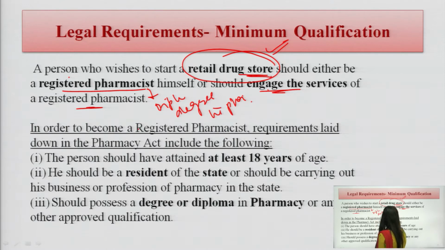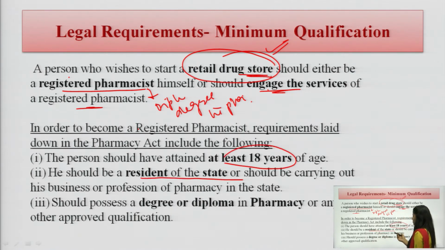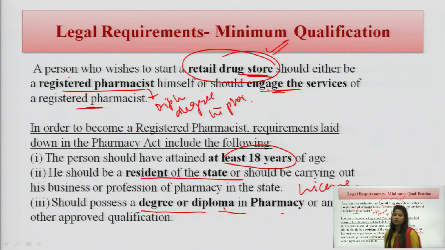If they have experience, of course, they can work in the retail pharmacy. Another is the registered pharmacist. What are the qualification criteria for registered pharmacists? They should be at least 18 years of age. They should be resident of that particular state from where they are applying for the license, because that state is going to give the license. They should possess the degree or the diploma in pharmacy, as I told previously. This is the basic minimum qualification criteria for the person who is working in the retail pharmacy.